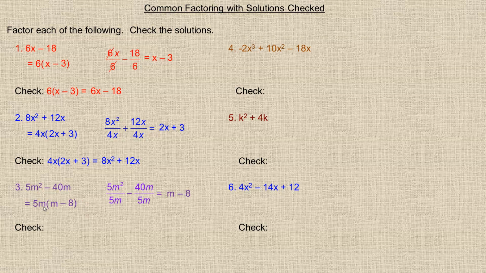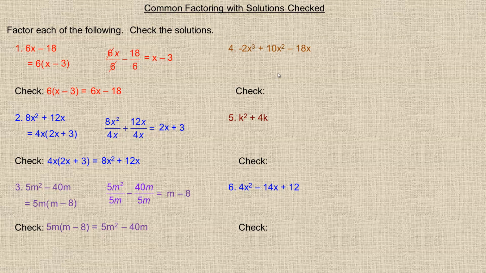So we check it by expanding this out. So 5m, m minus 8. 5m times m would be 5m squared, and 5m times negative 8 would be minus 40m. And again, this is exactly the same as what we have over here. So the factoring should be correct.